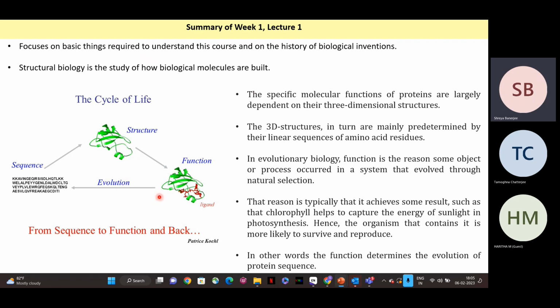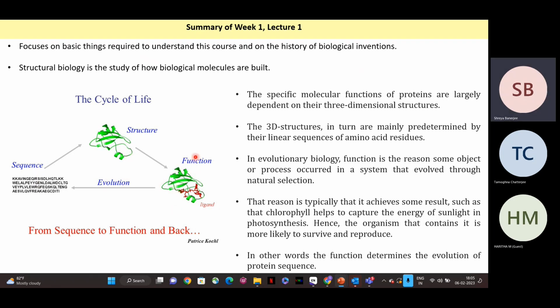The specific molecular function of a protein comes from the 3D structure of the protein. So if we know the structure, we can find out about the function. And if we know the sequence of the protein, meaning the different amino acids, we can find out about the structure. So structure, sequence, and function are interconnected.